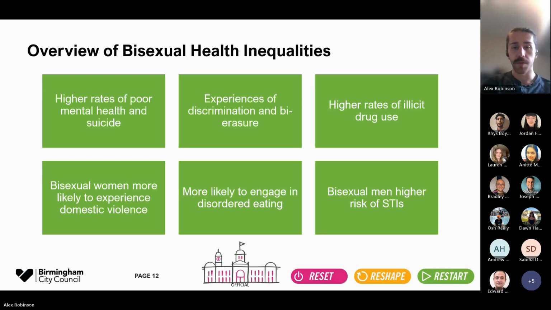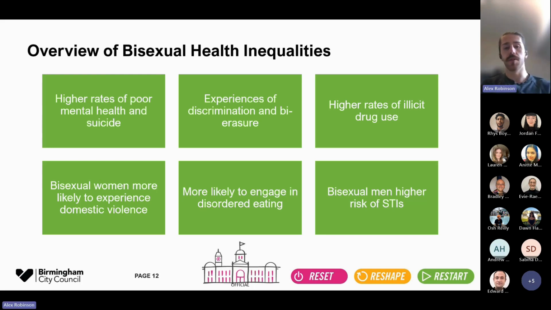Also, I've phrased that wrong. There were 2.1 times higher odds of future suicide risk among bisexual young people aged 16 to 25 compared to lesbian and gay younger people. And bisexual people were more likely to experience loneliness and isolation compared to straight people.